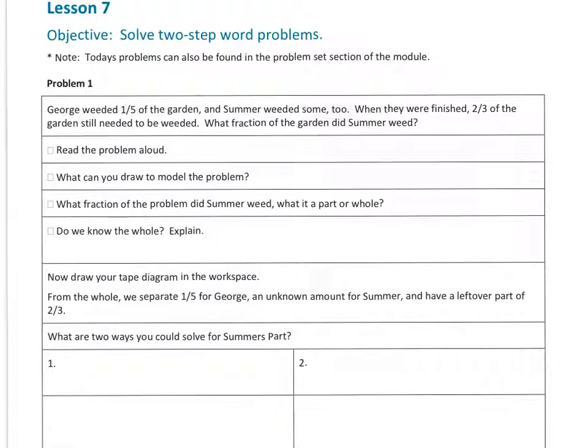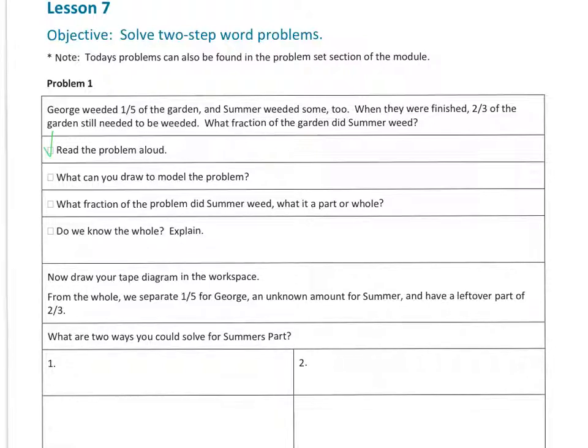So, George weeded 1/5 of the garden, and Summer weeded some too. When they were finished, 2/3 of the garden still needed to be weeded. What fraction of the garden did Summer weed? Did we read the problem out loud? Yes. Then what can we draw to model the problem?